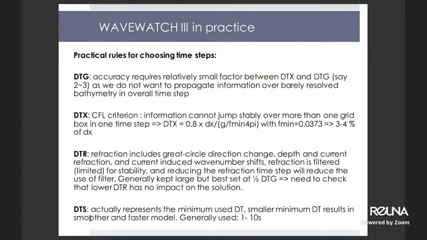And finally, we have the source term time step, which actually represents the minimum used time step in the model. It can really be used with a smaller value, and a smaller DT doesn't result in the model going slowly, but usually a small DT for source terms results in smoother and faster models. So generally, the time step used for source terms is between 1 and 10 seconds.